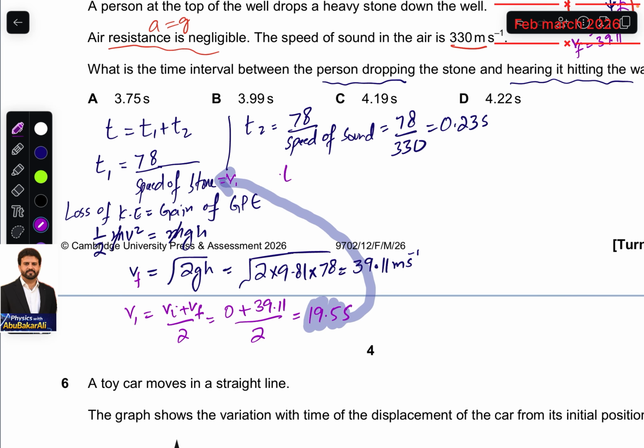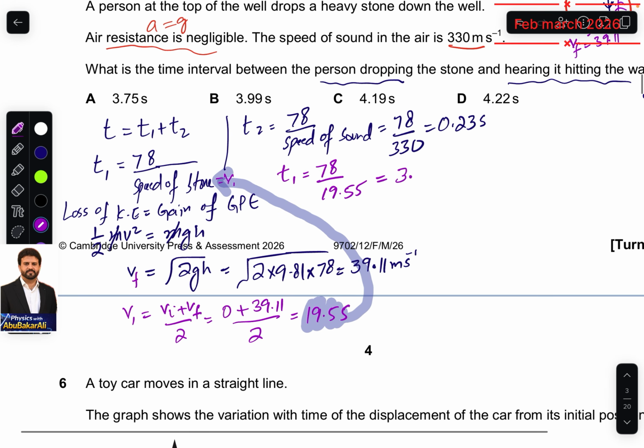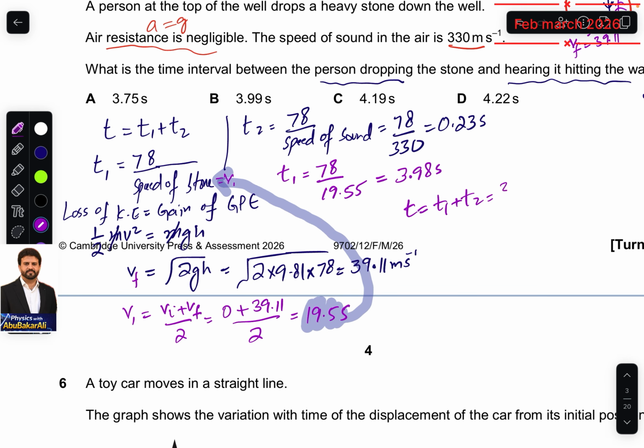Now I can back substitute this speed. T1 equals 78 divided by 19.55. When we divide this, we get 3.98 seconds. So we have T1 and we have T2. Our answer is T equals T1 plus T2, so 3.98 plus 0.23 gives 4.219, which can be written as 4.22. So option D is correct.